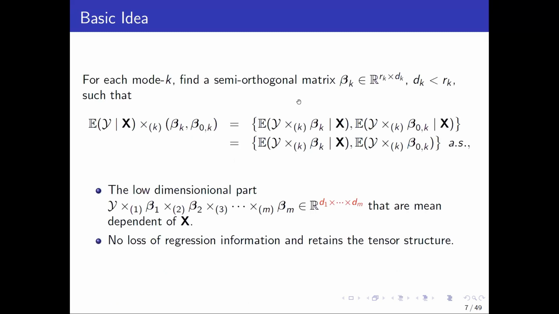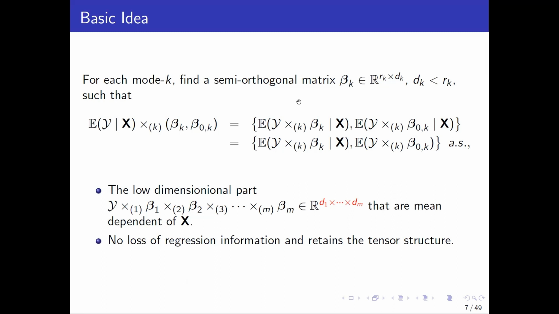So note that I have this semi-orthogonal matrix beta k for each mode. And if I collect all of them and multiply them to my tensor, then I will have an even lower dimensional response, which is mean dependent on x. And this should be the core part that carries the regression information. And this lower dimensional response is going to be d1 times up to dn.